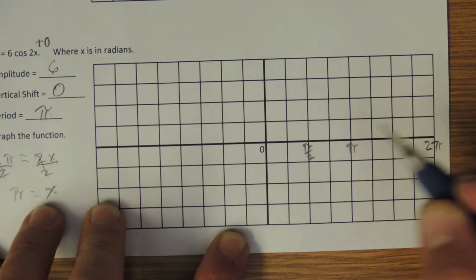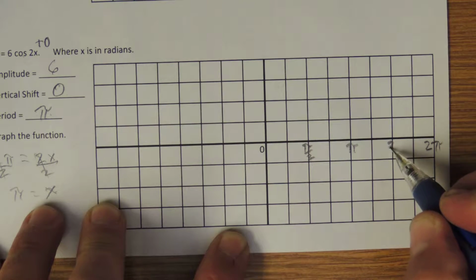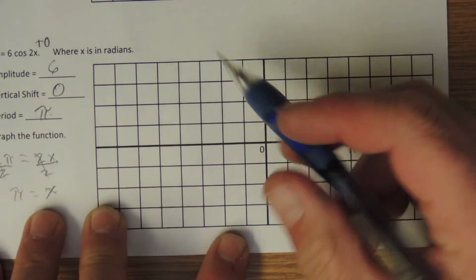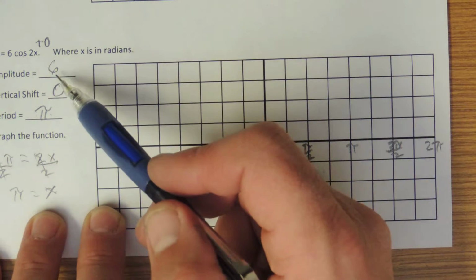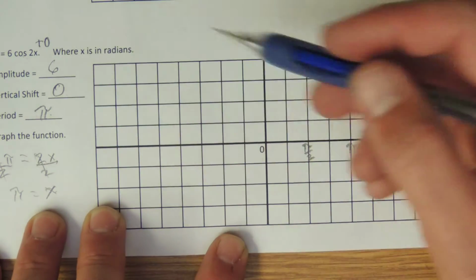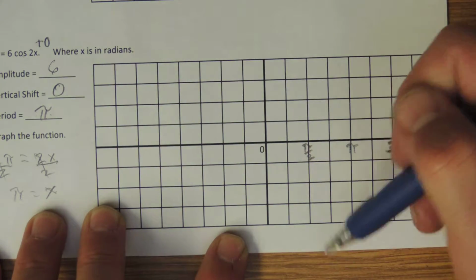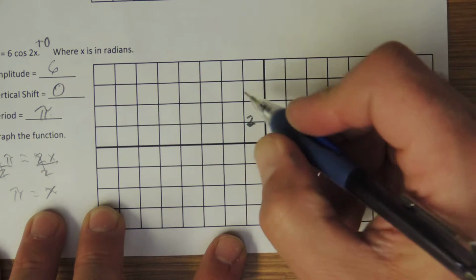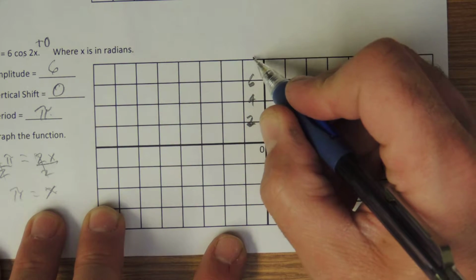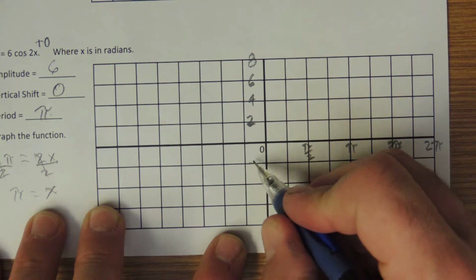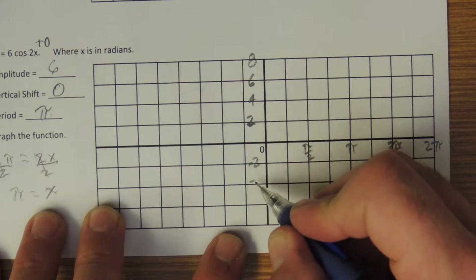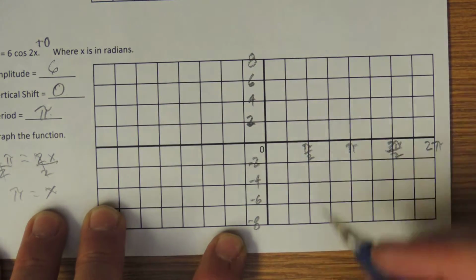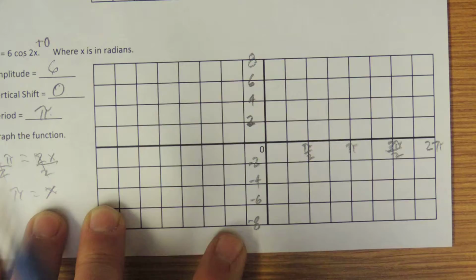This will be pi over 2. This will be 3 pi over 2. And if I look at my amplitude, I'm going to have to go up to 6. I'll multiply 1 times 6. I'll multiply -1 times 6. So now I'm going to have to go by 2's. And I have the cosine.